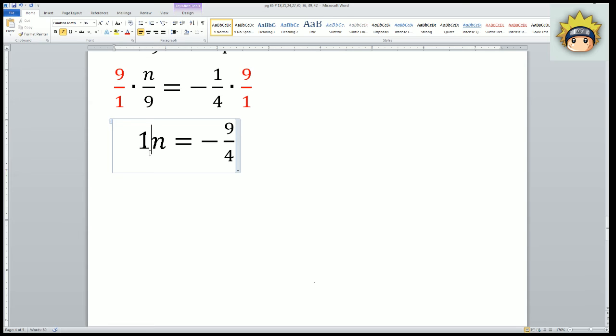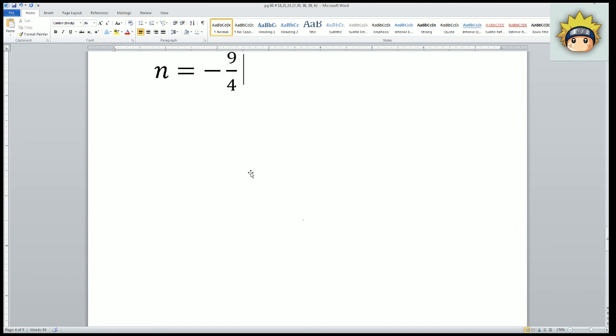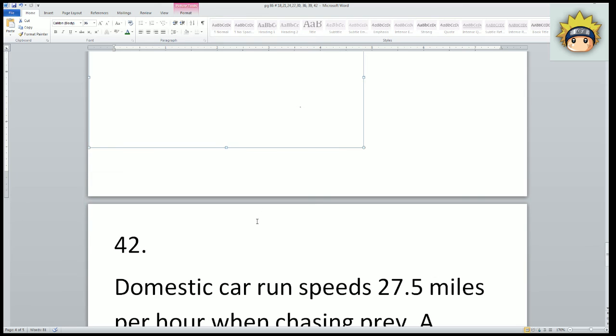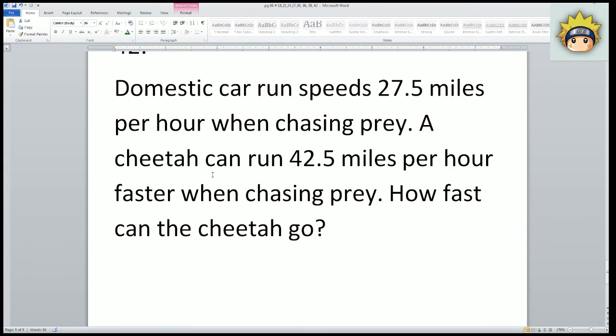There's a 1 here. And the right-hand side, when you multiply, you just multiply across. 9 times 1 is 9. 4 times 1 is 4. A negative and a positive, so the answer is negative. So the final answer should just be n equals negative 9 over 4. All right, good. And that should be it, except 42. Let's look at 42.